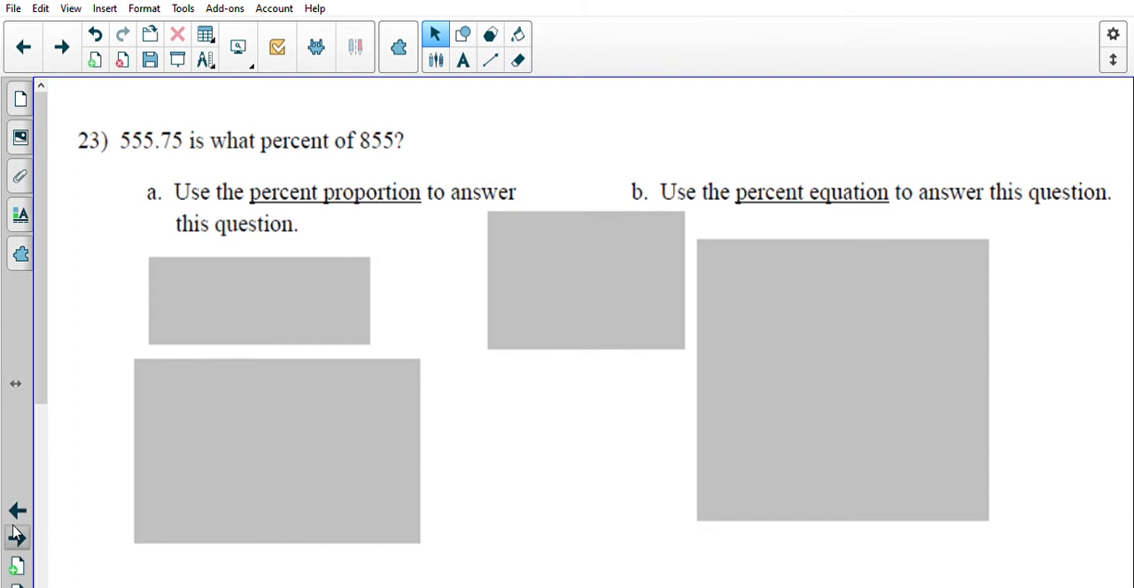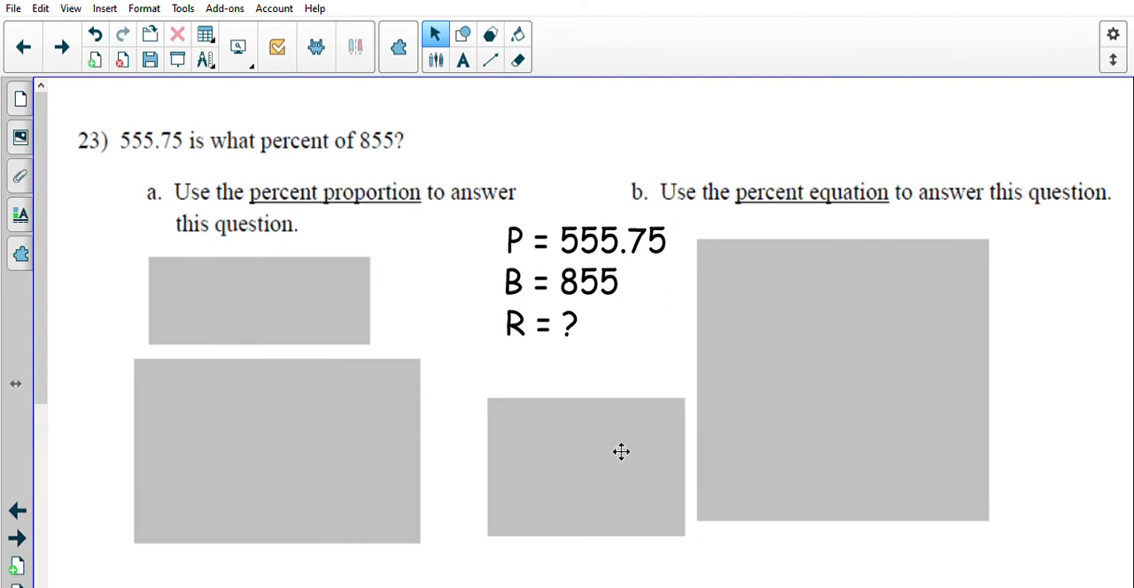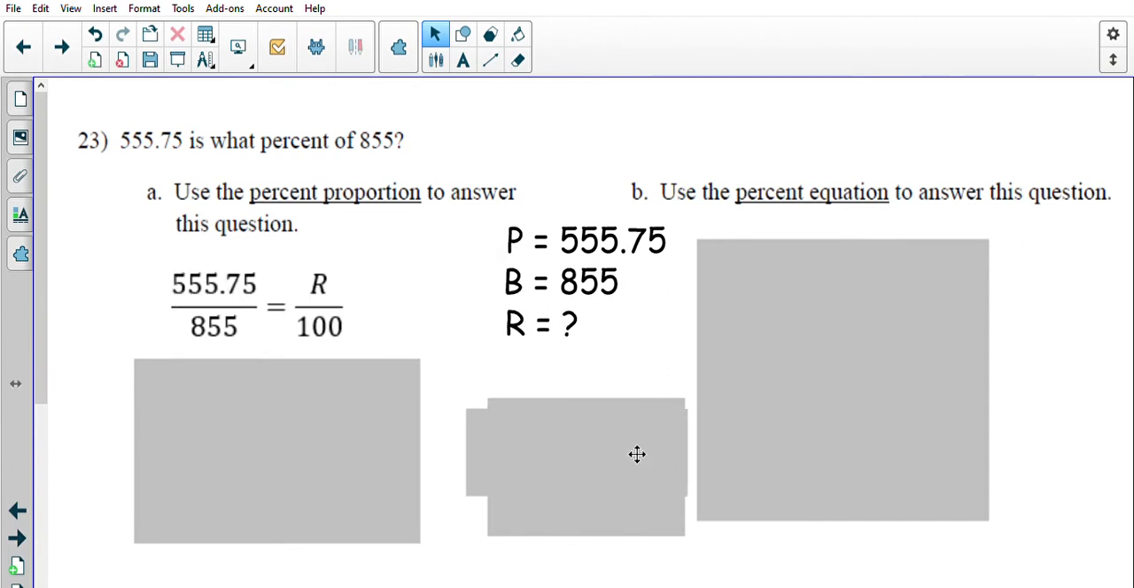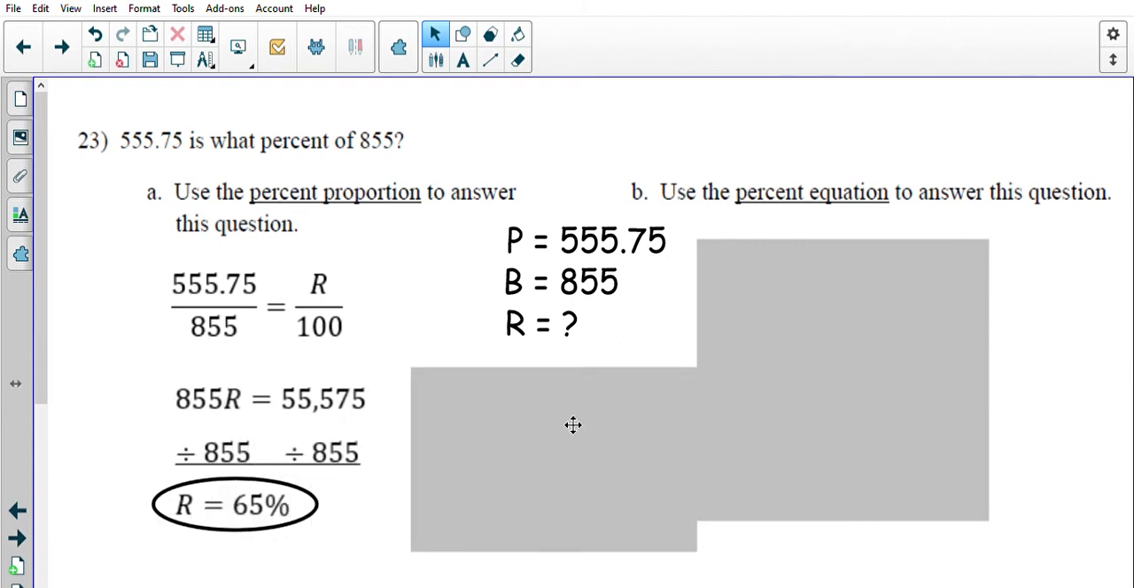All right, I hope you've had a chance to try 23, 24, and 25. So in number 23, the question is 555.75 is what percent of 855? Part is 555.75, our base is 855, and R is my unknown. So our percent proportion will be 555.75 over 855 equals R over 100. So we will cross multiply to find our solution, and I'll put that work up there for you to see. Feel free to pause it as needed. You will get 65% for your solution.